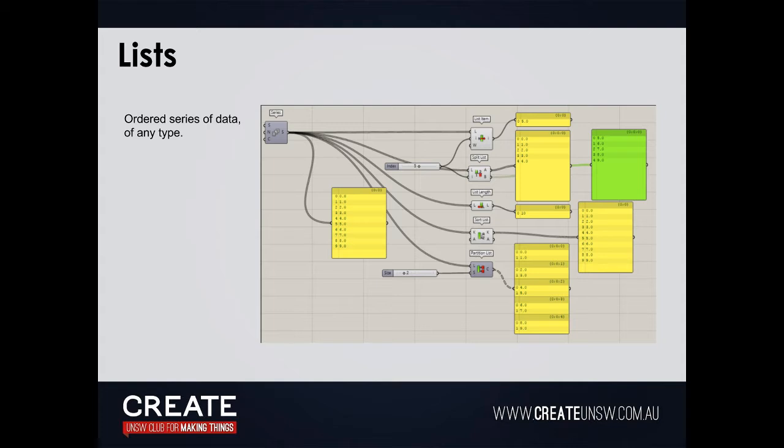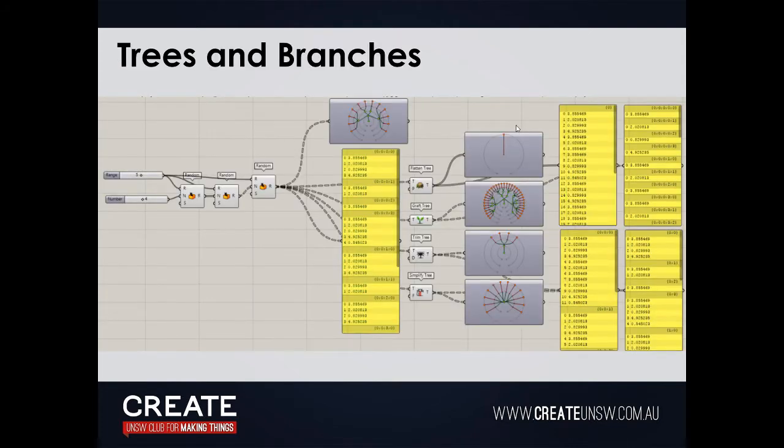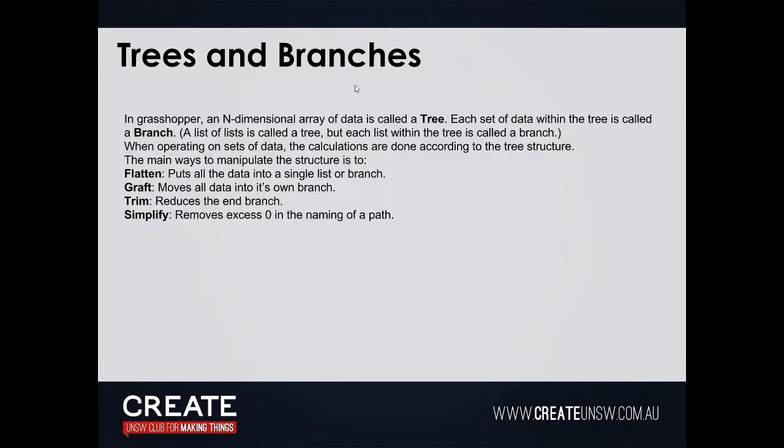Okay, so the list actually holds all the data. The way lists are stored are called trees, and the way they're stored are called branches. So when you operate on different functions, it'll try and read the structure of the branch trees, and based on the structure of the trees, it'll perform the operations. There are several operations you can run on trees, and they're flatten, graft, trim, and simplify.